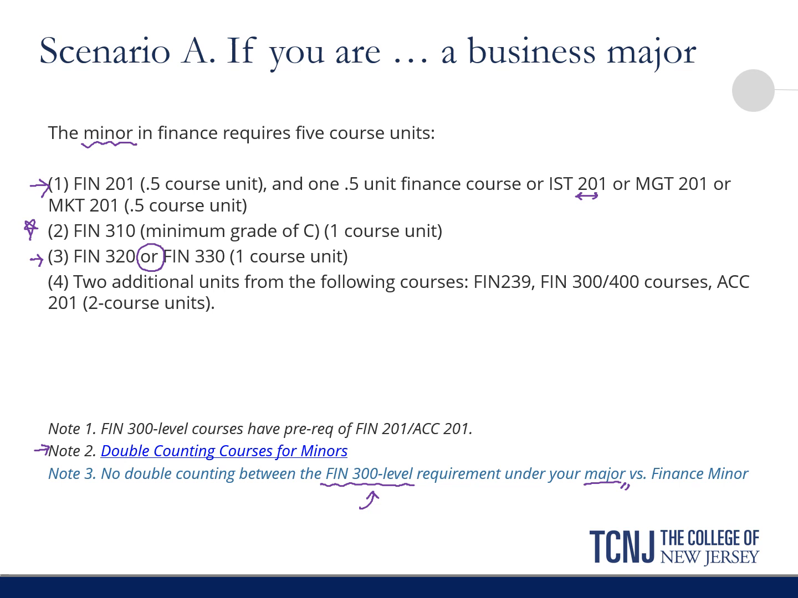There's one more item you might want to be aware of. Accounting 201. If your Accounting 201 has been part of your requirement, in fact, as a business major, you cannot use Accounting 201 as one of the options for item 4. In other words, you will have to take 2 courses from Finance 239 or any course listed from the Finance 300 and 400 level courses. And if you have any other questions, please email the chair or meet with the chair.